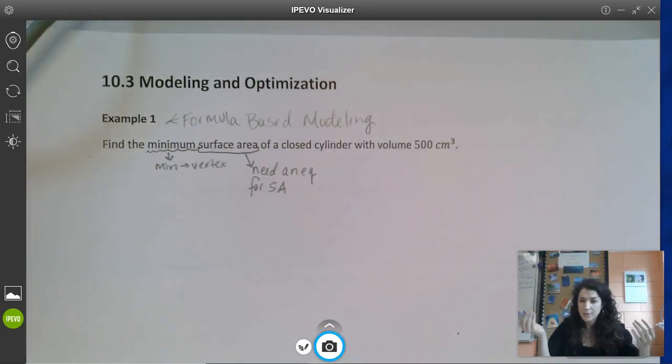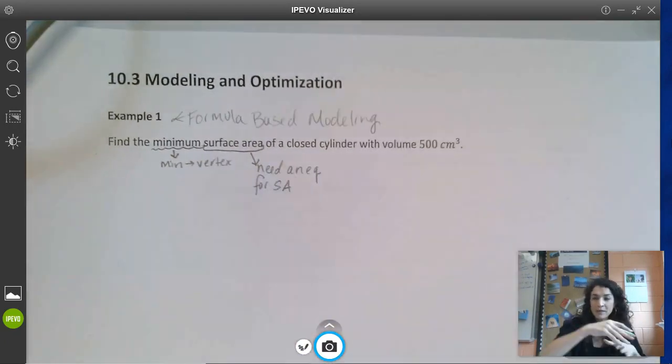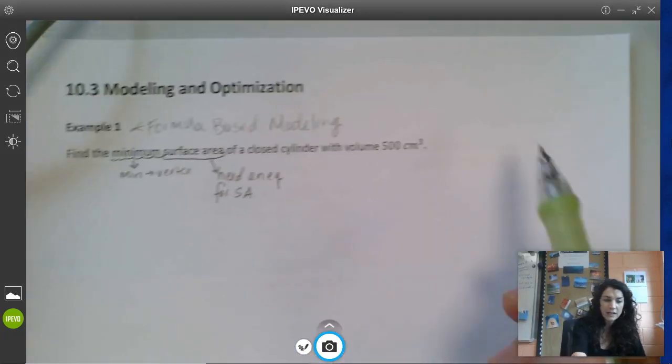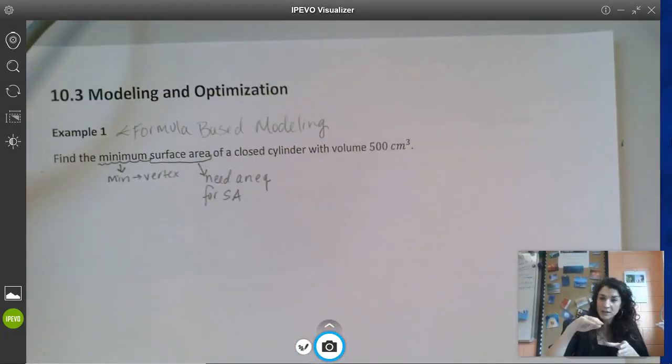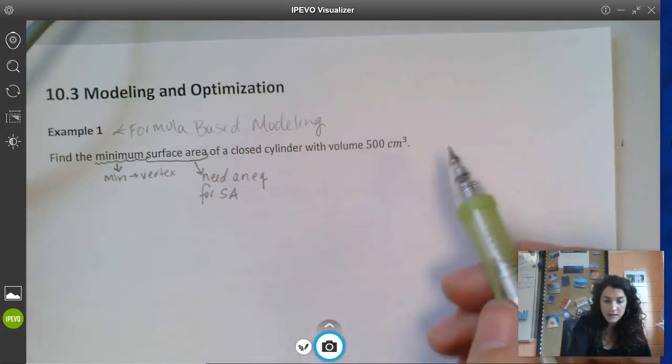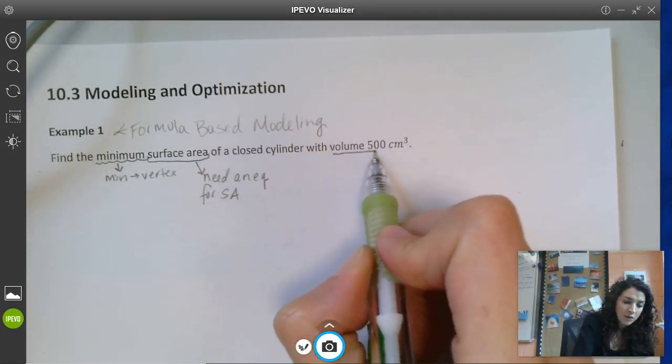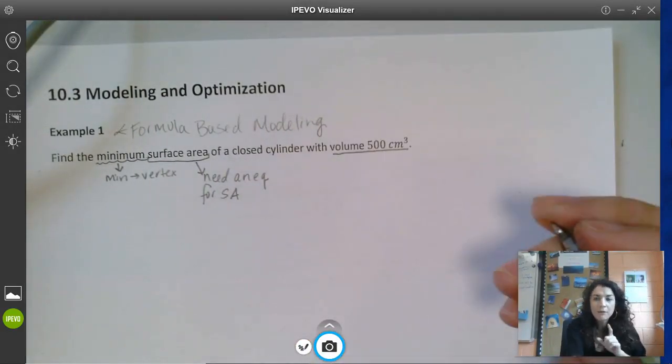A closed cylinder is just kind of like an extra piece of information. It's just letting you know that the cylinder isn't open, that it's a fully encompassed cylinder. Because if you were missing the top of the cylinder, then your surface area would change, right? So closed cylinder means that we have a top on this cylinder, and that's why it tells us that. And then it tells us volume. Oh, interesting, it gives us a number for volume.